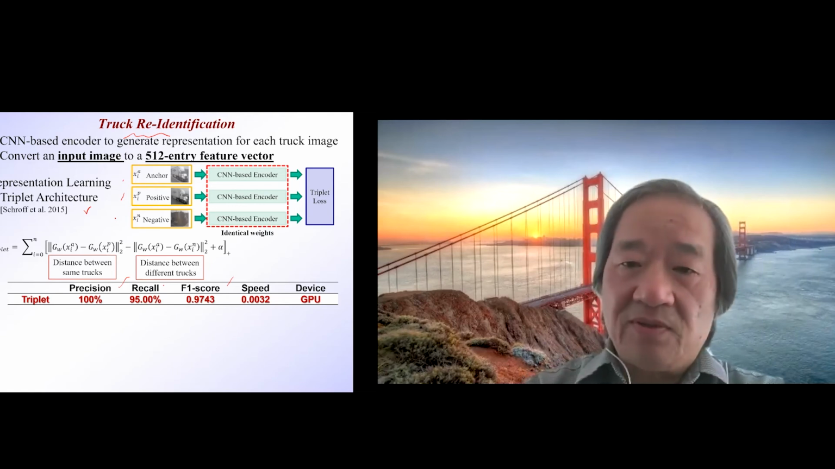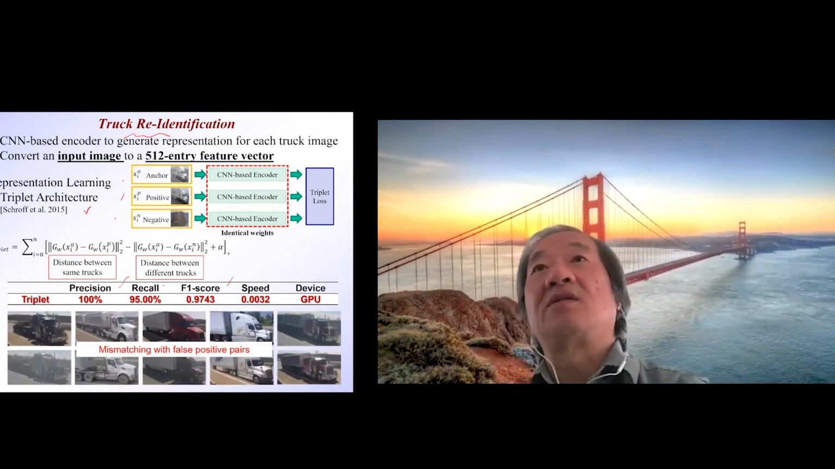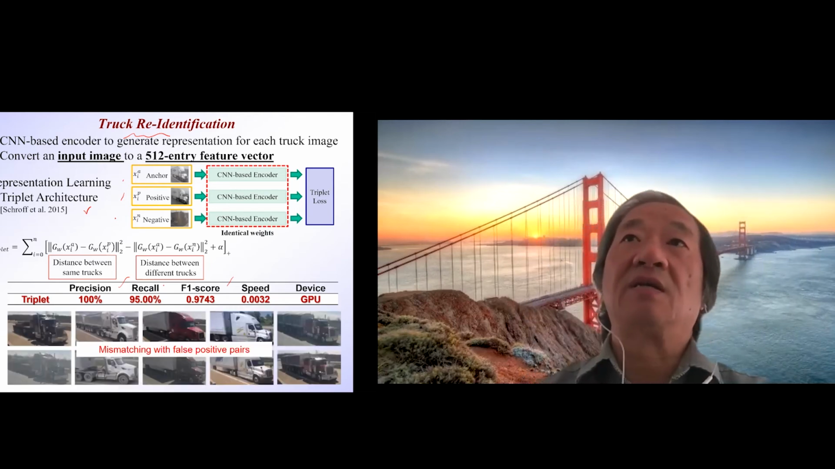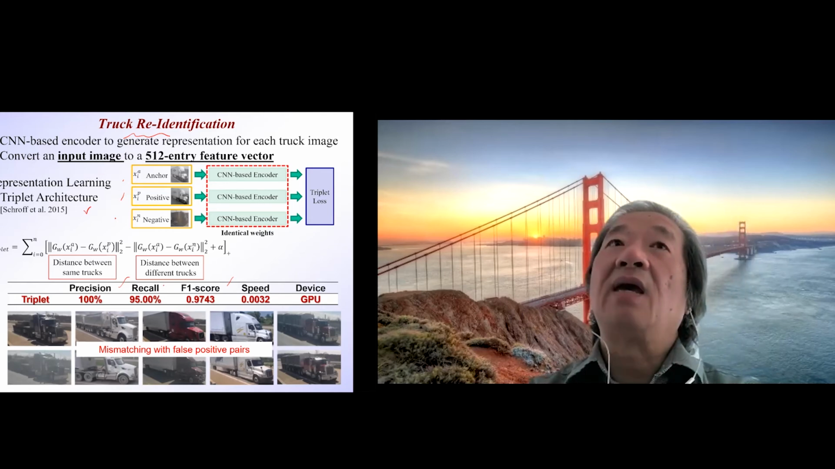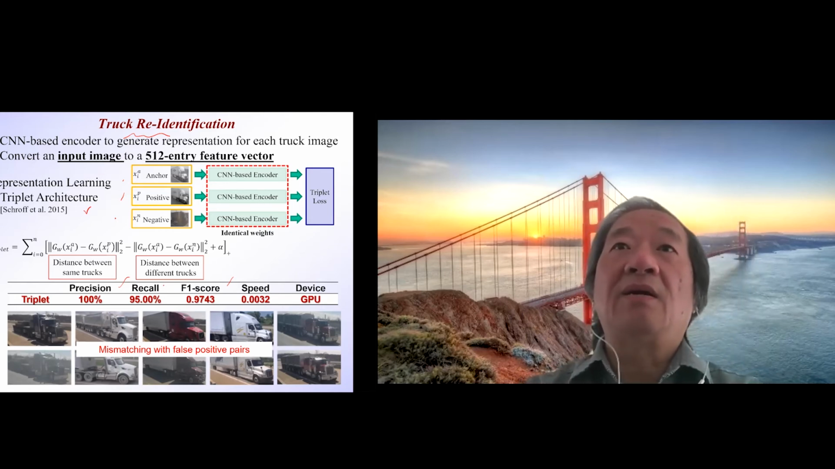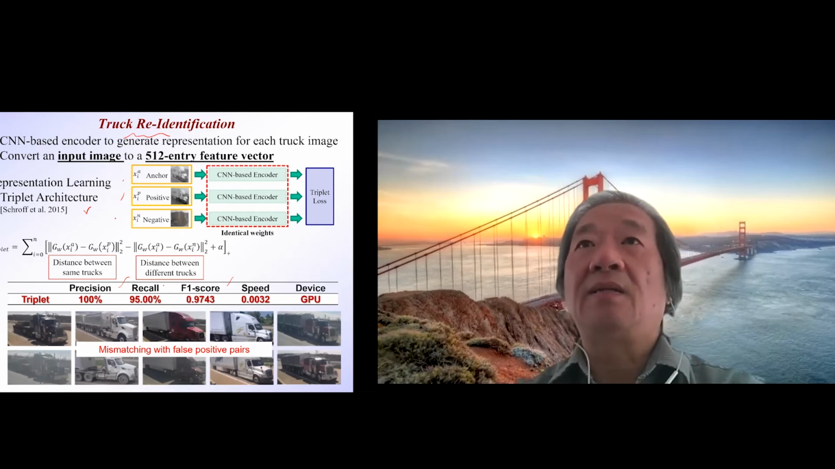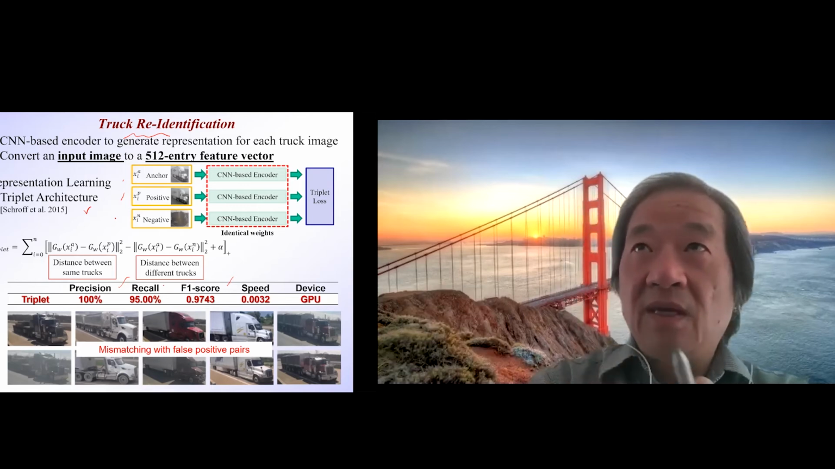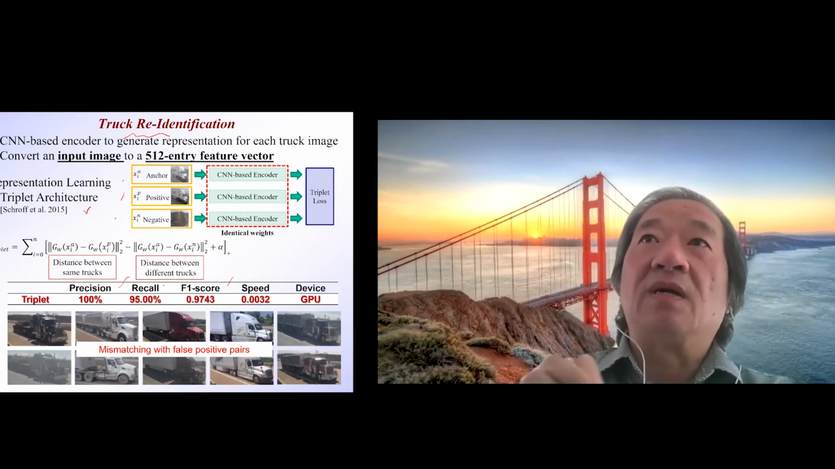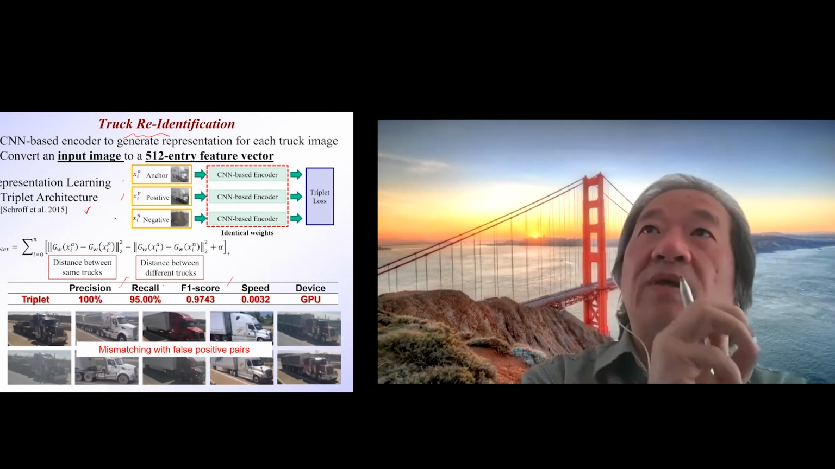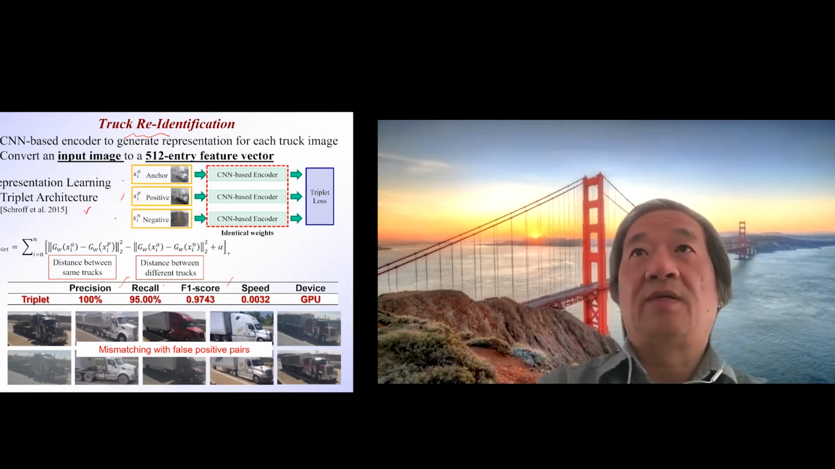Now, don't get me wrong. There are false positives, okay, but they are not a lot. So that means that we are now confident that most of the data that we're collecting from the triggering system is actually of the same truck as it goes through the entire corridor.